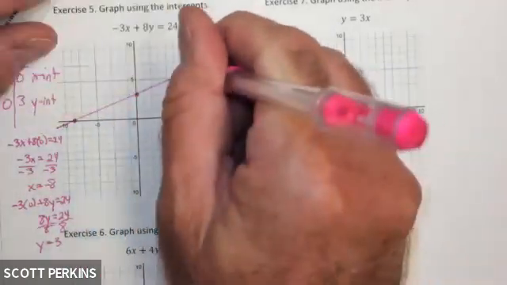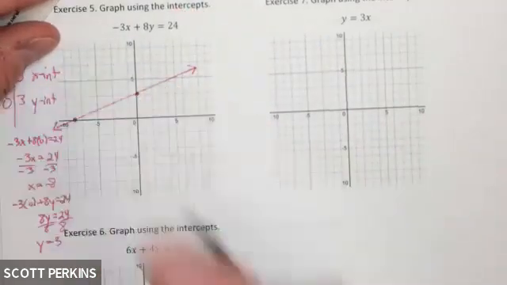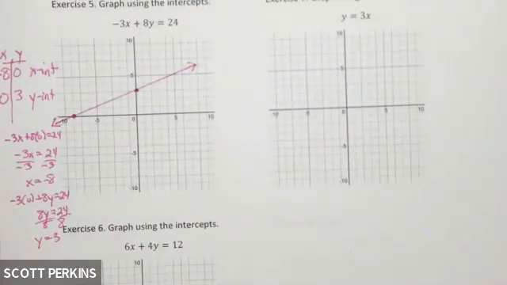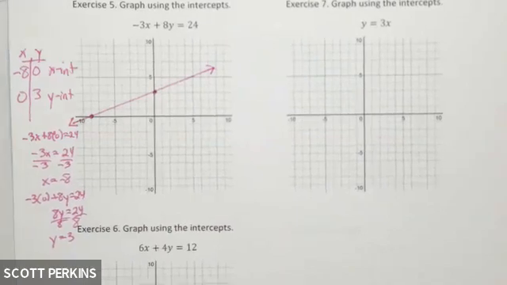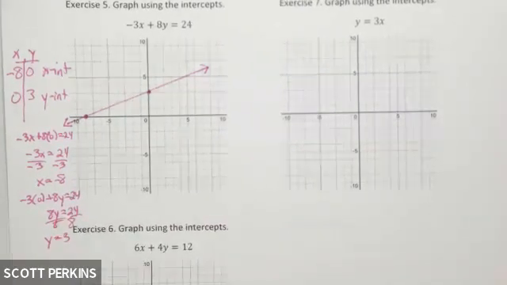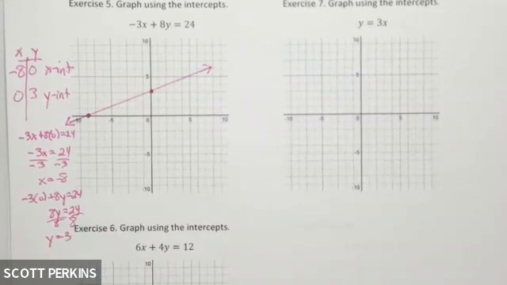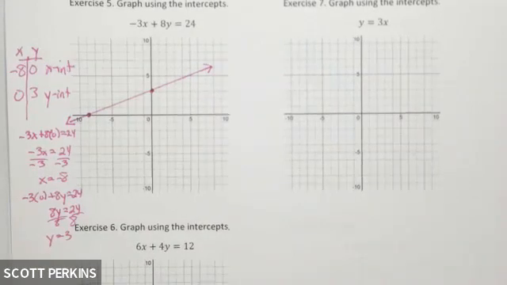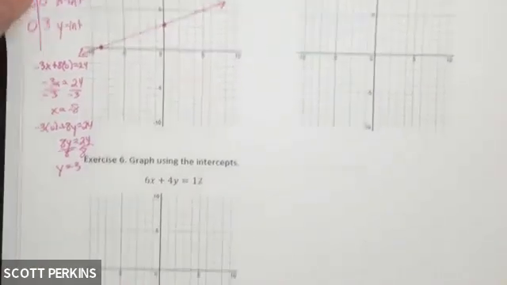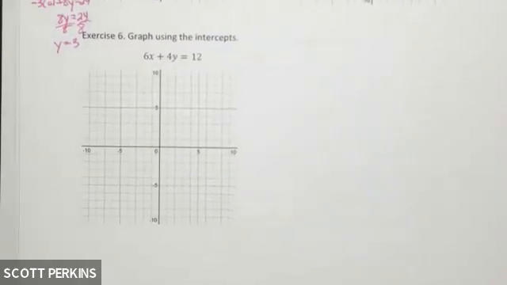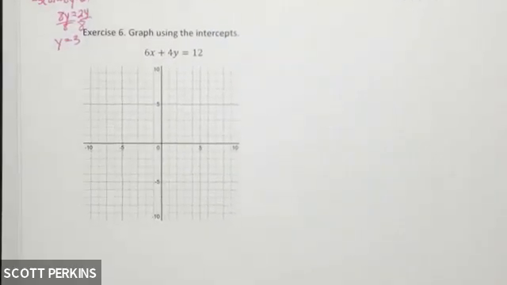Your line and my line should be identical. If yours is going in a different direction, that means you had a problem with your signs. So just make sure that you're doing everything the way that you should. One more very straightforward graph using the intercepts problem. So do exercise 6 right below it, please.